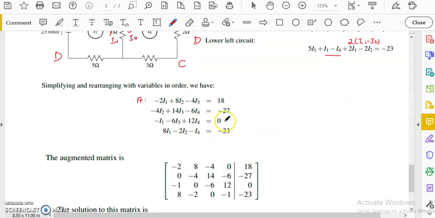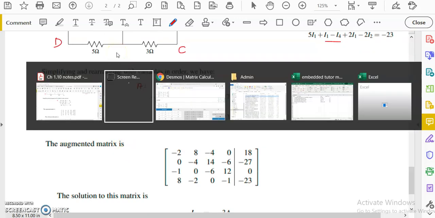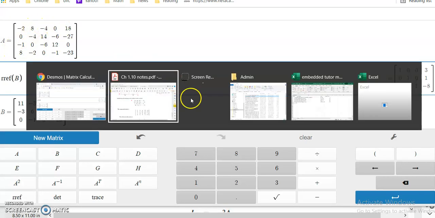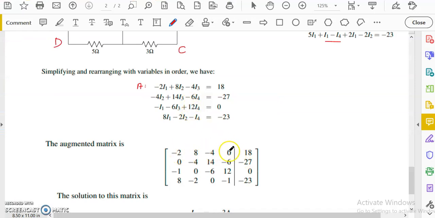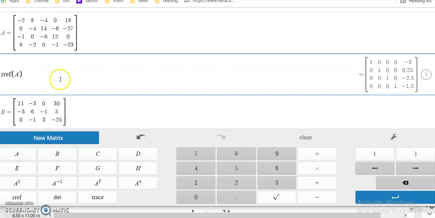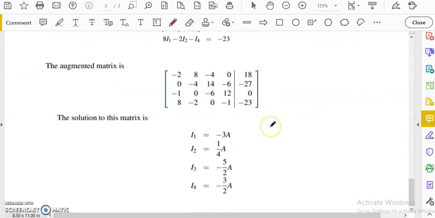So we have set up the equations with four unknowns. Of course, we use the augmented matrix, and I enter it in the calculator. The rows are -2, 8, -4, 0, 18, then 0, 4, and so on, -27, then 8, -2, 0, -23. And I do the reduced row echelon form of A, and it will become like this: 1, 0, 0, 0, -3.